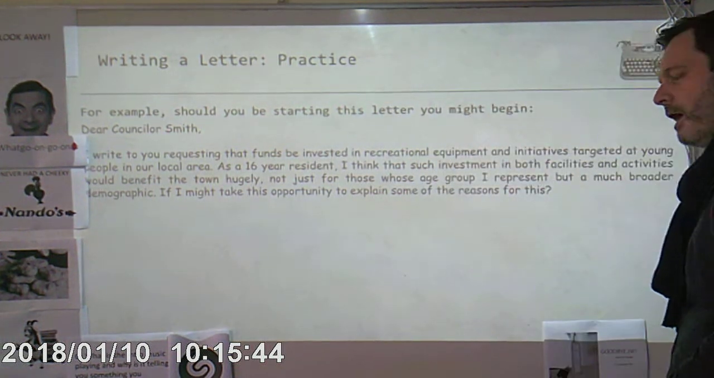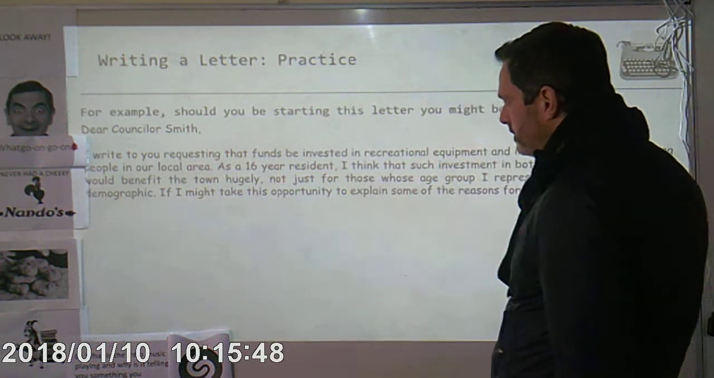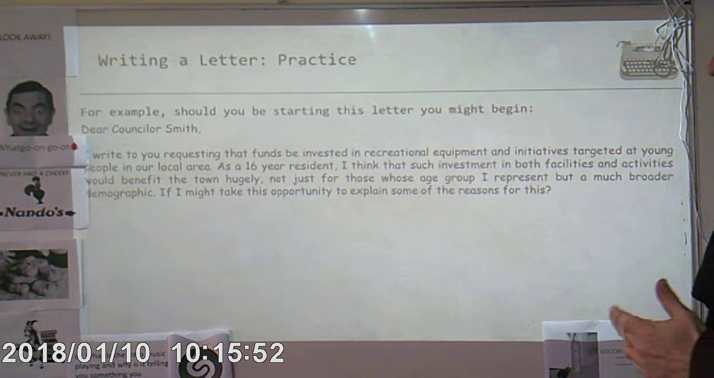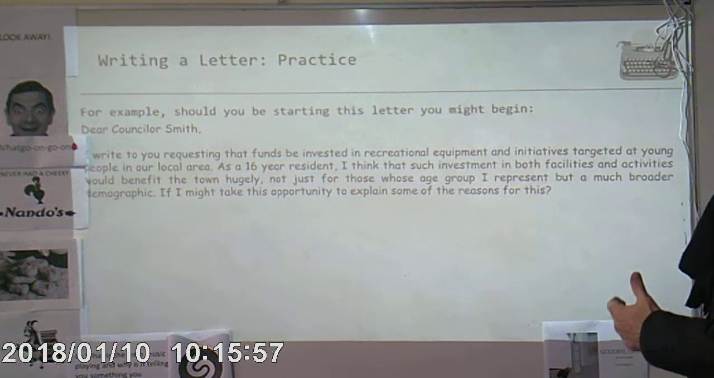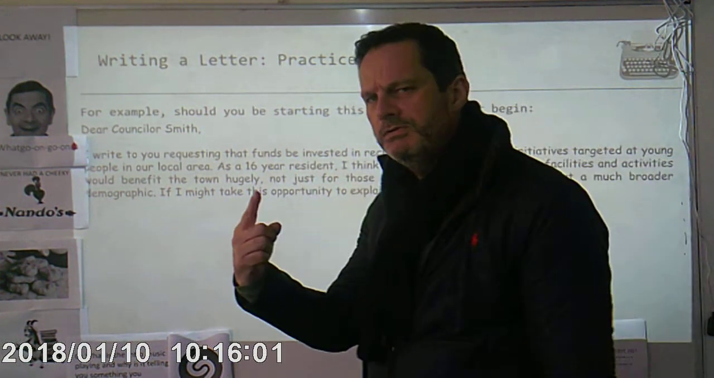Okay? And then you introduce your reasoning. As a 16-year-old resident, someone who lives locally, I think that such investment in both facilities and activities would benefit the town hugely, not just for those whose age group I represent, but a much broader demographic, so other people as well. So immediately I'm starting to use certain techniques in there.